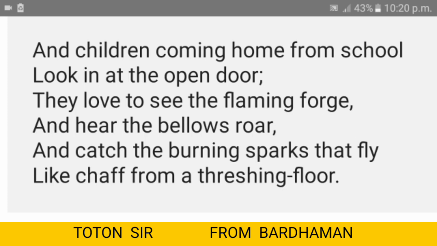In this stanza, Longfellow tells the readers about the school children who, out of curiosity and admiration, love to see the blacksmith's work through the door which remains open. Children love to see the bellows which produce sounds like roaring. Children also love to see the sparks which keep flying and produce a scene like the flying husk during the threshing procedure.